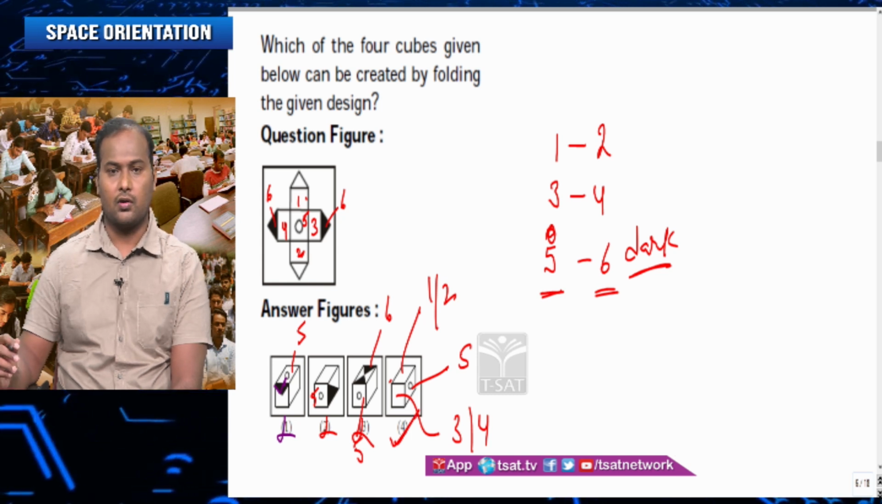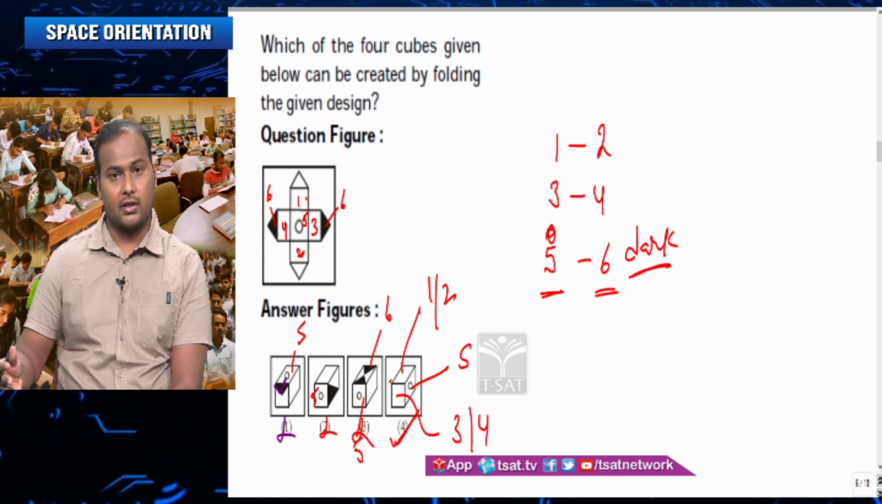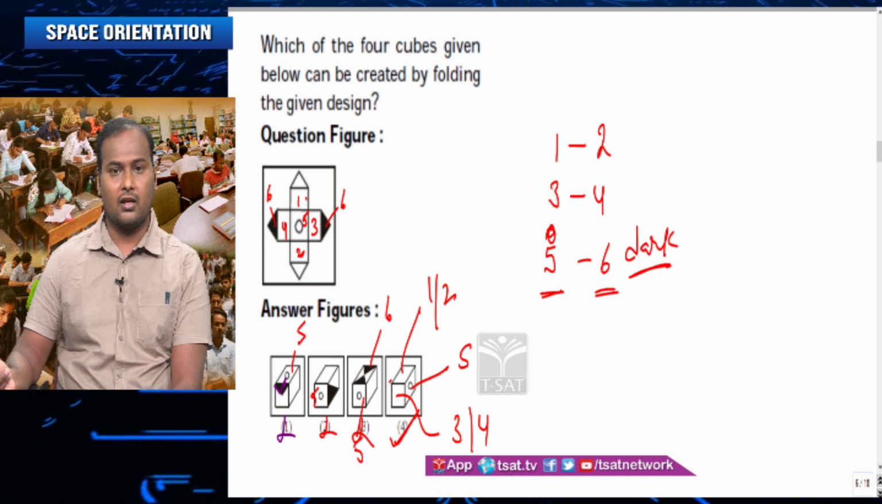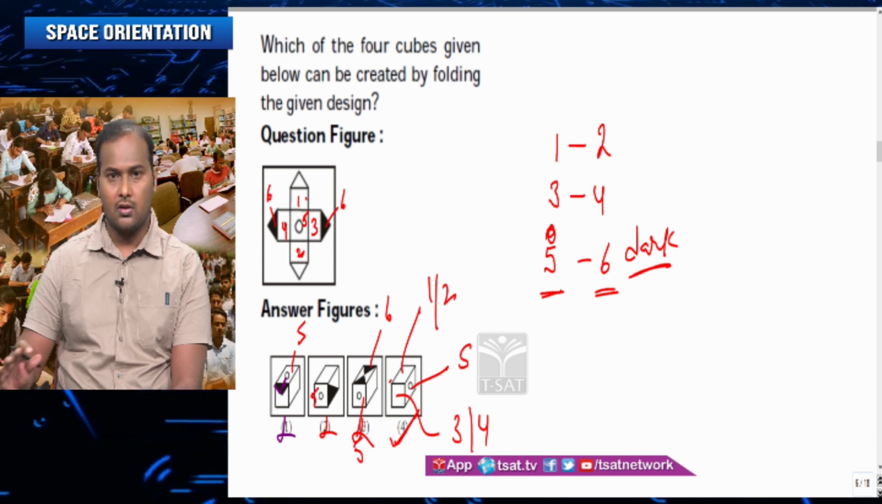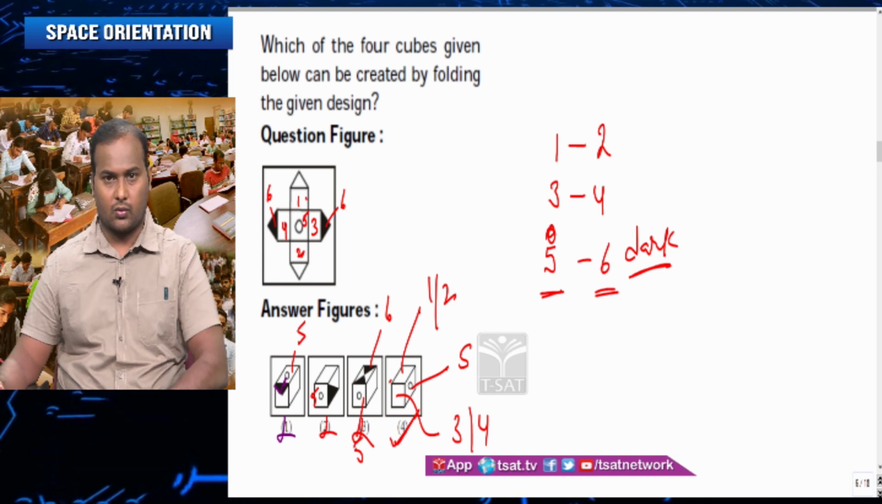So here also you should find out the opposites. Once you find out the opposite, if one face is visible, the exactly opposite face is not visible for us. Based on this logic, we try to solve this kind of question.